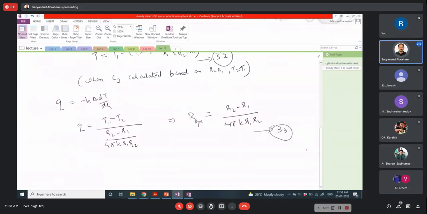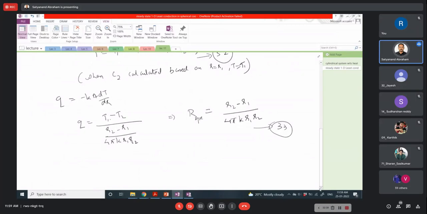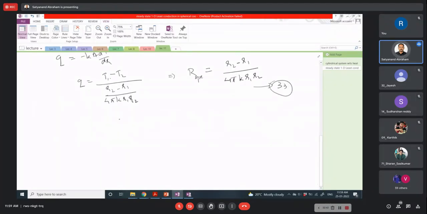So that is the thermal resistance in a spherical coordinate system. Here, as R2 increases, the conduction resistance increases, but some decreasing effect is still there, because R2 is still in the denominator also. We still don't know the overall effect. And we also know that as R2 increases, the convection resistance is going to decrease. Therefore, in a spherical coordinate system also, this critical radius concept is going to be there.